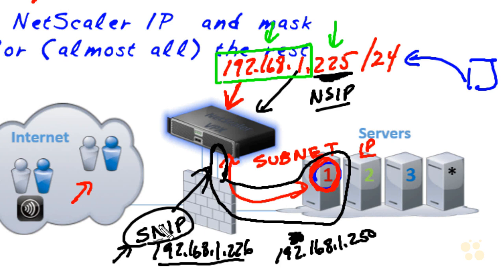And the reality is, if we want to, once we've configured a SNIP, at least one of them, we can actually enable management traffic to be handled on that SNIP IP address. So after we do that, we could then connect for management purposes either to the main IP address, the NetScaler IP, or the subnet IP.